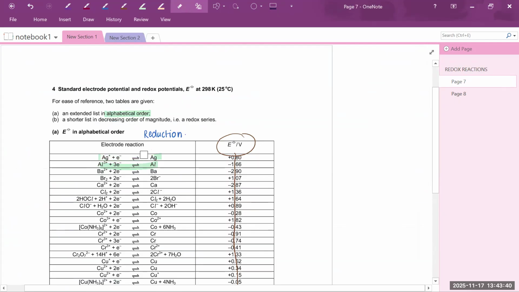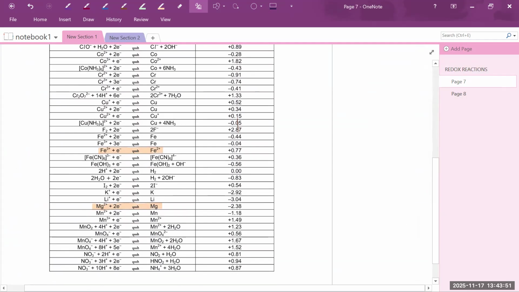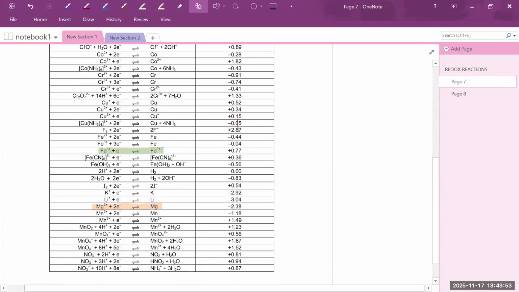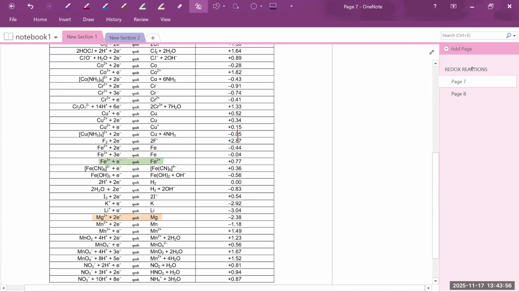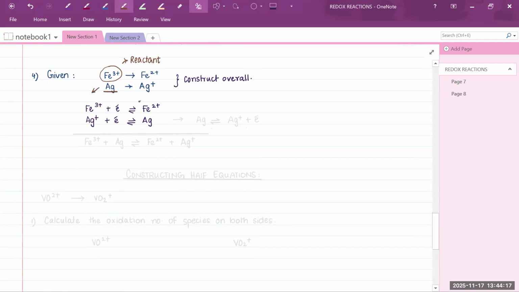I have highlighted everything. So this is the equation, Ag+ getting converted into Ag, and we have this one. We have already used this one. Fe3+ getting converted to Fe2+. I have written it down exactly from the data booklet. Now we can see this one. We know it is from Fe3+ to Fe2+. That means this is on the reactant side, and this silver will be on the reactant side, not Ag+.